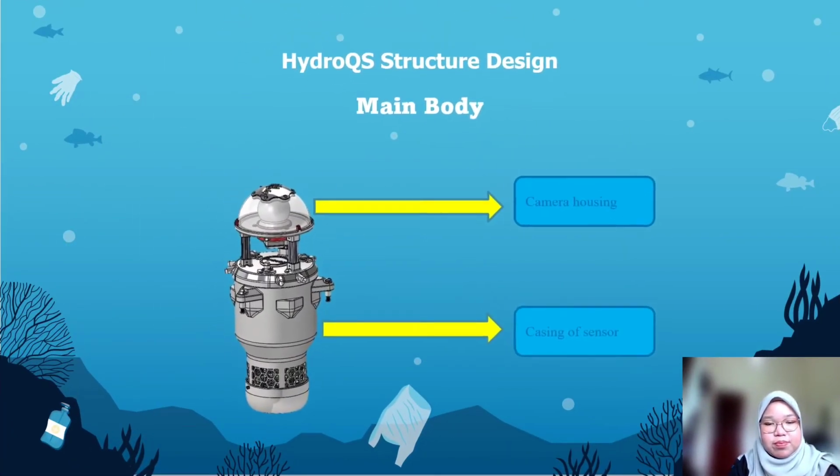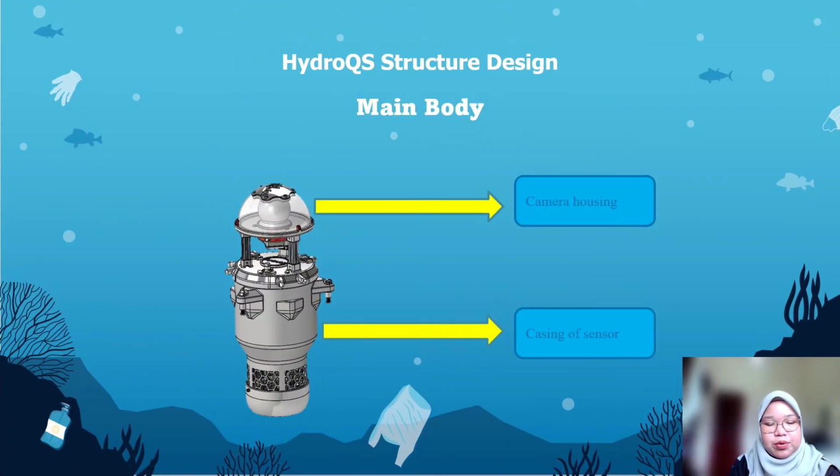Now it's time for me to present the HydroQS structure design. The main body of the HydroQS consists of a camera housing component that holds a smart home camera capable of motorized pan and tilt with 360-degree visual coverage and protects it from water splashes, while all parameter sensors, the power bank, and the Arduino Uno are housed in the casing of the sensor.